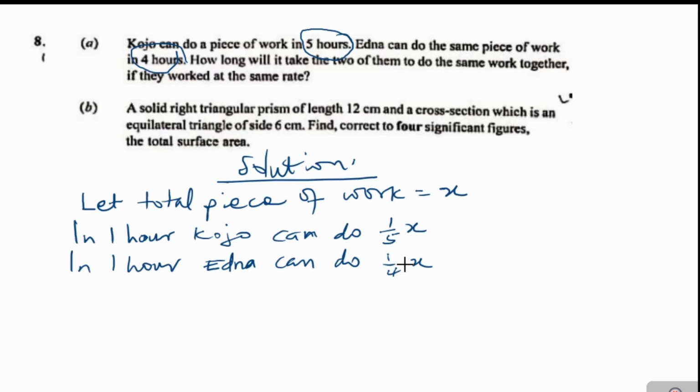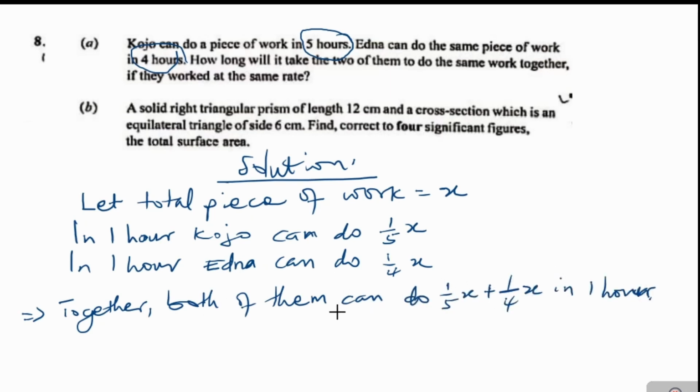So now we'll put what each of them can do in 1 hour together to find what both of them can do together in 1 hour, and that will be 1/5x plus 1/4x. So that means both of them can do 1/5x plus 1/4x together in 1 hour. And to write this mathematically, we're going to have 1/5x plus 1/4x equals 1.